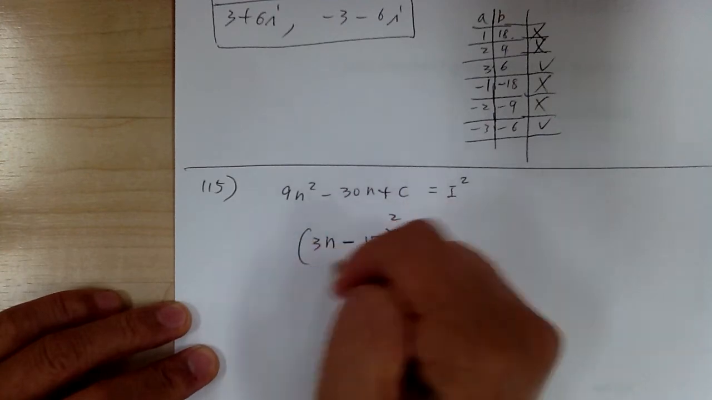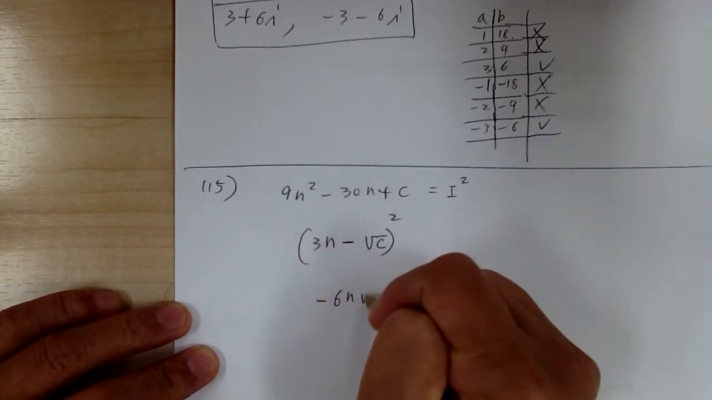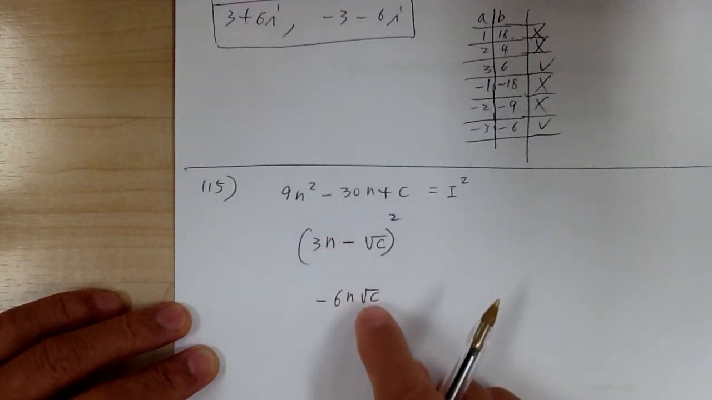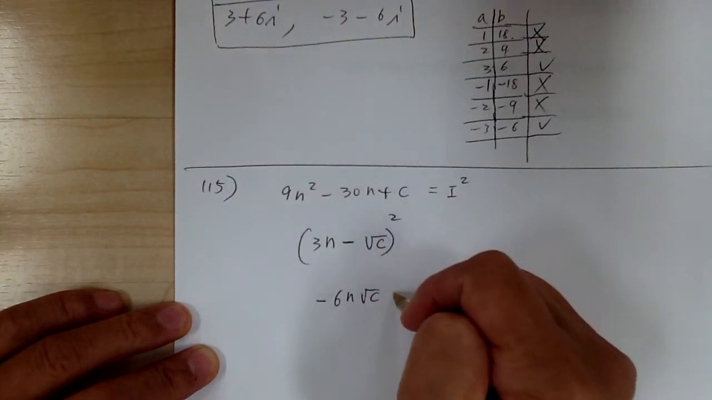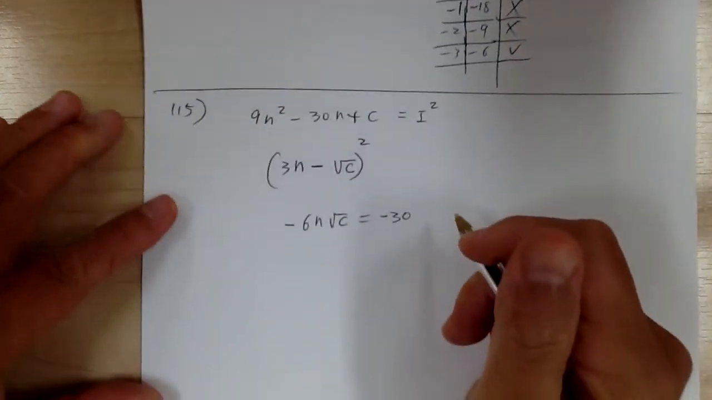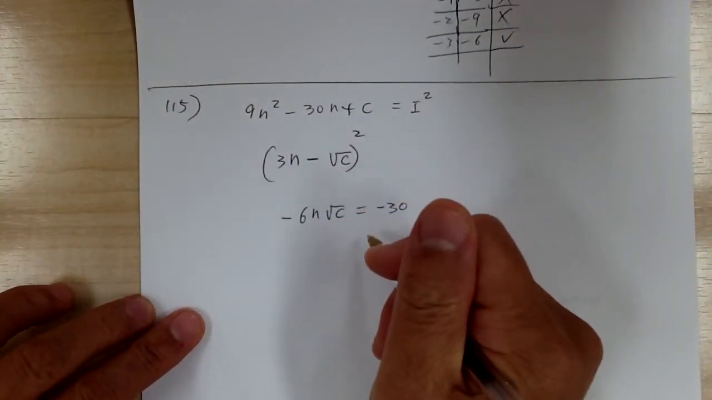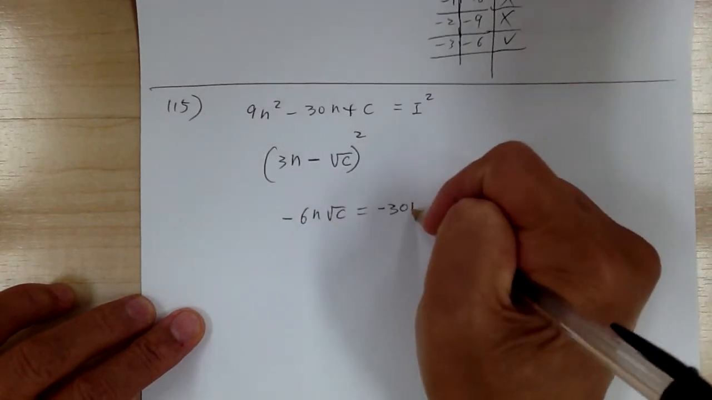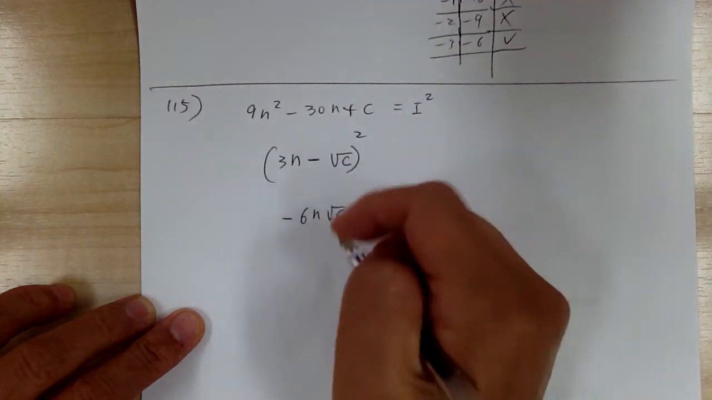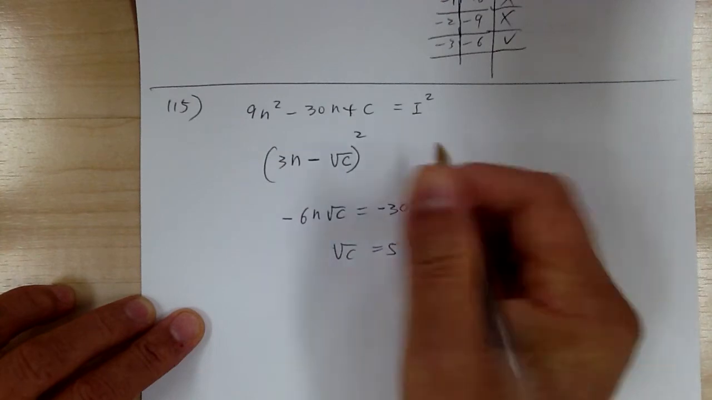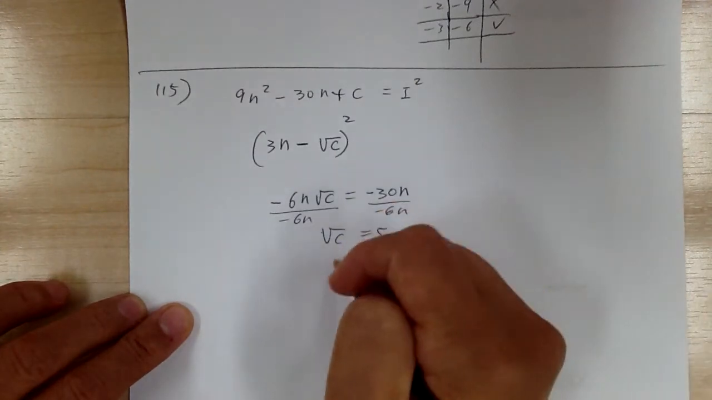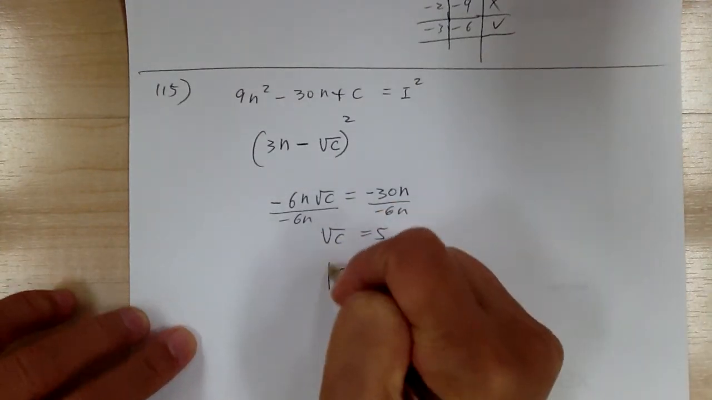By multiplying this together, it would be negative 6n square root of c. The sign is negative, the number is 2 times 3, which is 6, the variable is n, and the square root is the square root of c. And this will equal negative 30n. So divide by negative 6n, so the square root of c equals 5. Square both sides, and so c equals 25.